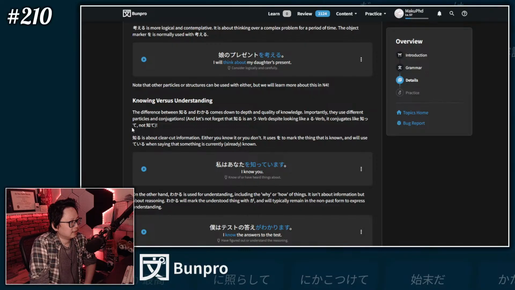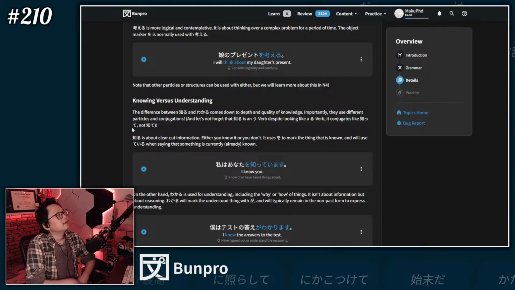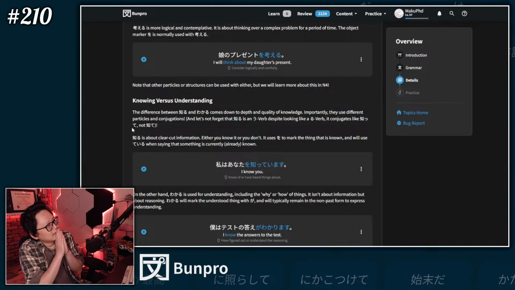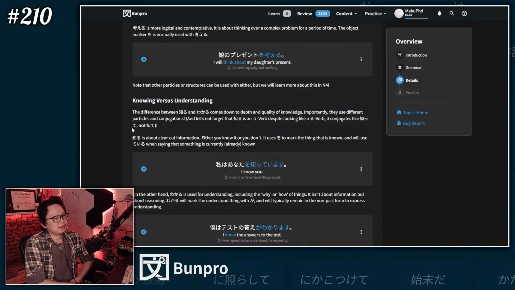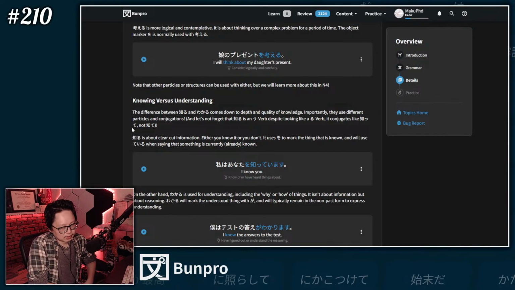Yeah. The particle part I'm not sure about. And let's not forget that shiru is a godan verb, right? Despite looking like an ichidan verb. Say what? Oh, right. Yeah. They're talking about how it's a godan, despite looking like an ichidan. It conjugates like, yeah, shitte, not shite.